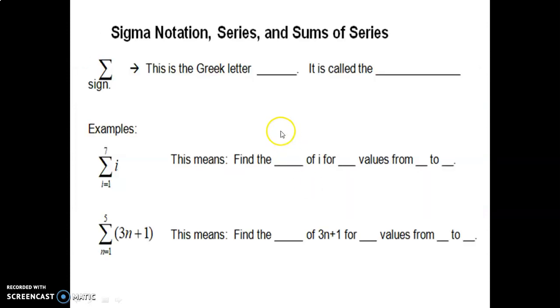Okay, to help us with series and writing out the addition of terms in a sequence, we can use sigma notation. So this is called sigma notation, and this is actually the Greek letter sigma. That's why it's called sigma notation. It is called the summation sign. Basically anytime you see that symbol, it means you're taking the sum or you're adding things. And you might see that on your computer or on Google Sheets or somewhere.